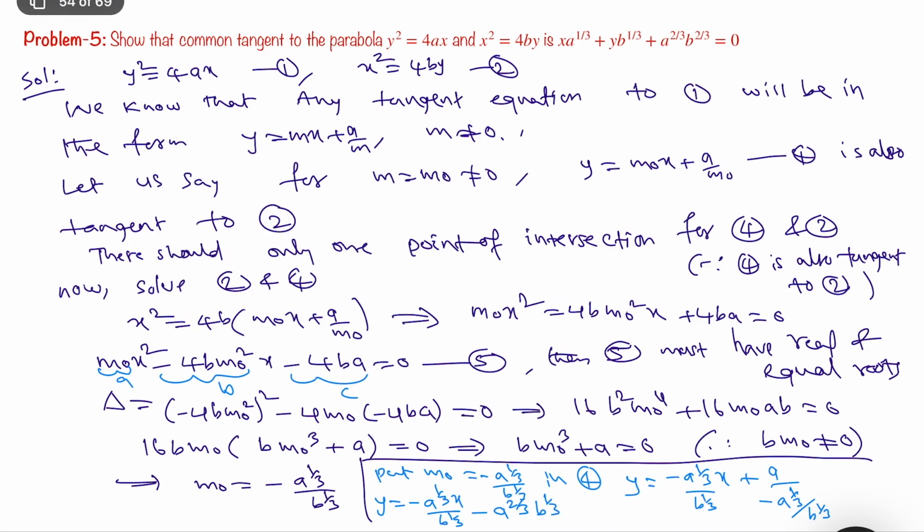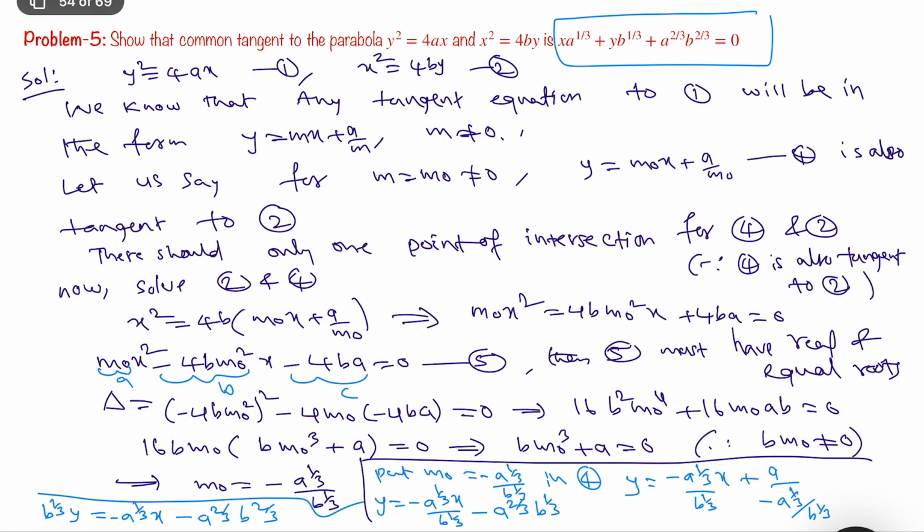Now in the next step, if you cross multiply, then you will end up with b to the power of 1 by 3 y equal to minus a to the power of 1 by 3 x minus a to the power of 2 by 3 times b to the power of 2 by 3. Now if you bring the right hand side things to the left hand side, then you will end up with this equation, which is a common tangent to these two parabolas, y square equal to 4ax and x square equal to 4by.